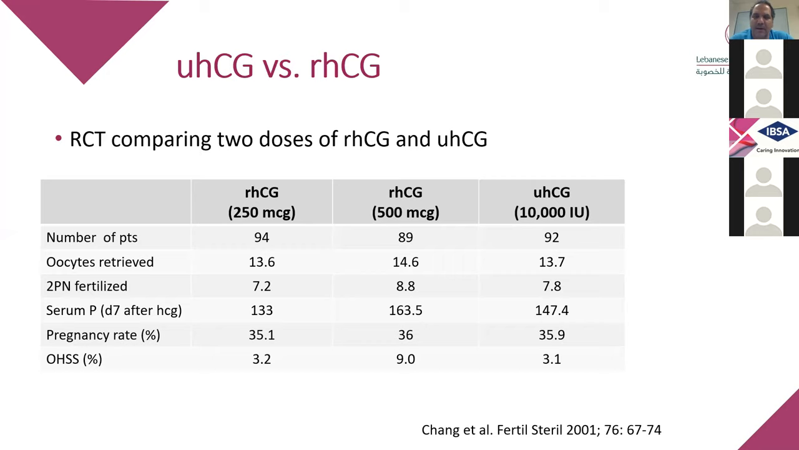In this study, the recombinant HCG was associated with a significantly higher number of fertilized oocytes, but it was at the cost of significantly higher ovarian hyperstimulation, seen in a higher percent of the patients versus 3.2%. So based on this study, the decision was that we should really not go to 500 recombinant HCG, and stick with the 250 recombinant HCG if we want to use that, or the urinary HCG.